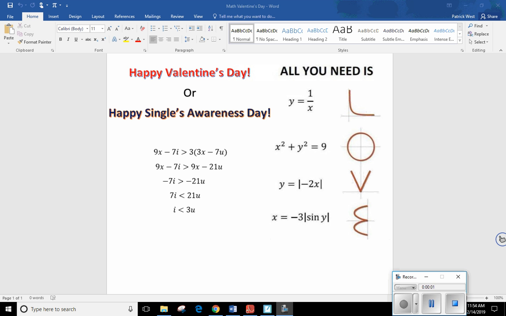Okay. So I wanted to wish everybody a happy day, no matter what your situation was. So happy Valentine's Day or happy Singles Awareness Day, depending on your situation. So see, everybody's happy today.